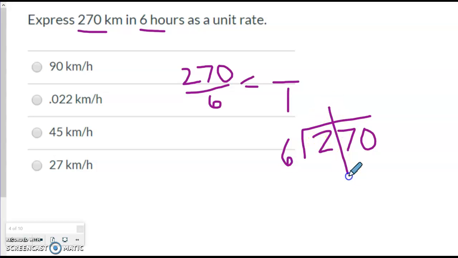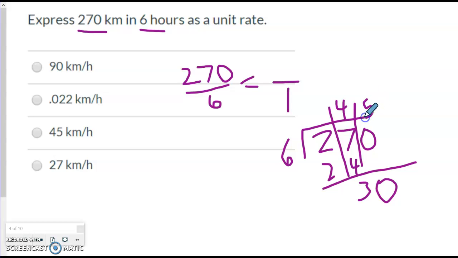Six cannot go into 2. 6 will go into 27 4 times. 6 times 4 is 24. So we subtract, we have 3 left over, bring down the 0. 6 will go into 30 exactly 5 times. So this means in 1 hour, they're going to travel 45 kilometers.